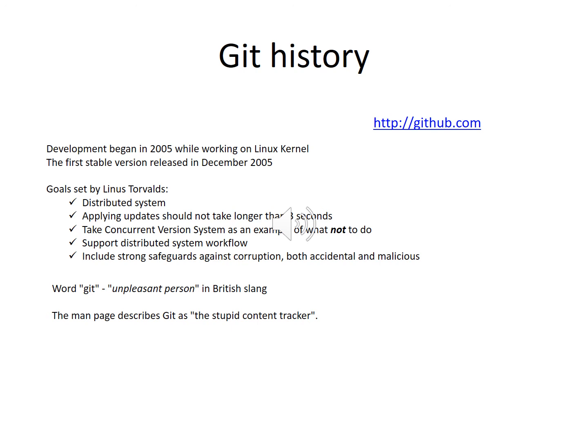By itself, the word git represents an unpleasant person in British slang, and the main page that describes Git describes it as the stupid content tracker.